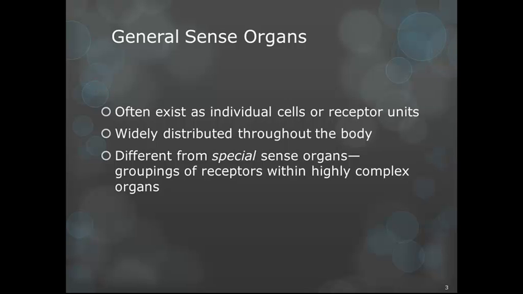So general sense organs, which we think of as pain or touch or our sense of temperature, often exist as individual cells or receptor units. They are widely distributed throughout the body. They are very different from special sense organs or groupings of receptors with highly complex organs. They reside in the skin, muscle, tendons, and joints.